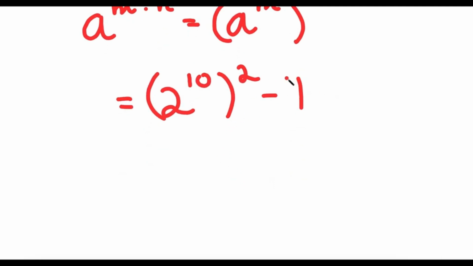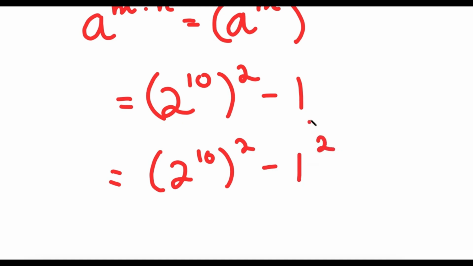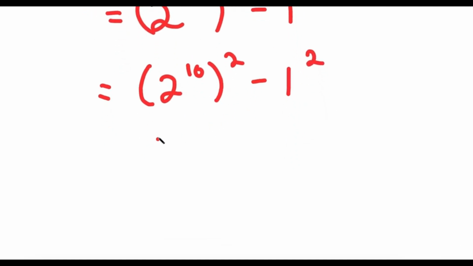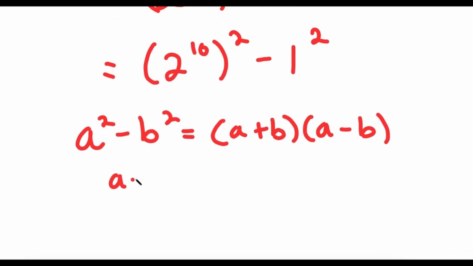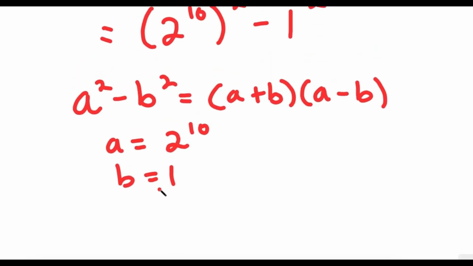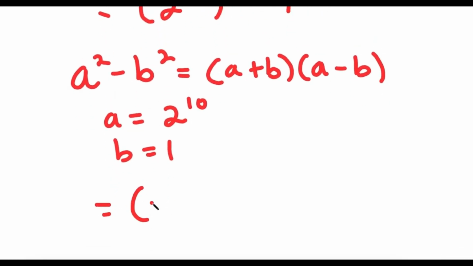Now 1 I can rewrite as 1 squared, because 1 is the same thing as 1 squared. So now I have 2 to the power of 10 to the power of 2 minus 1 squared. And the reason I put this in this form is because now I can use the property a squared minus b squared is equal to a plus b times a minus b. So in this case, a is equal to 2 to the power of 10 and b is equal to 1. So now I get 2 to the power of 10 plus 1 times 2 to the power of 10 minus 1.